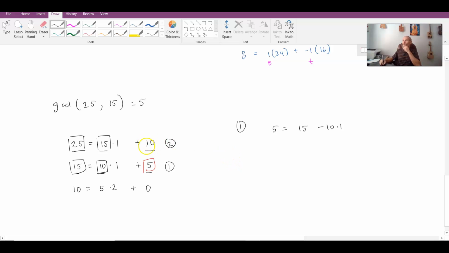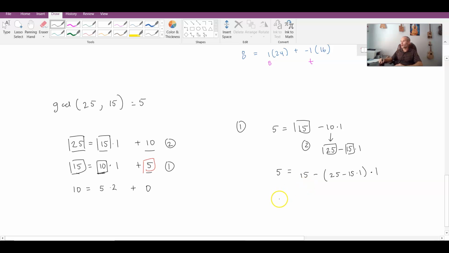So what am I going to substitute out? Well, I'm going to substitute the remainder out in each step. So this 10 right here, according to equation 2, tells me that 10 is replaceable with 25 minus 15 times 1. So I'm going to want to keep track of the 15 and the 25s. Okay, so in this equation we can now say that 5 is equal to 15 minus, now I'm going to replace 10 with 25 minus 15 times 1. And that's being multiplied by 1, so that's not going to change the effect of it.